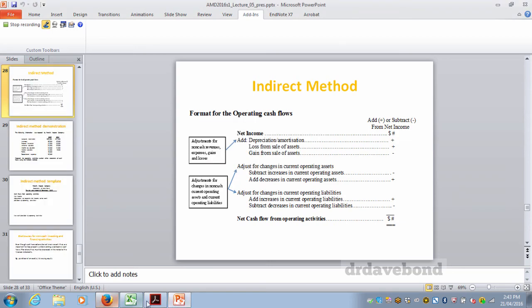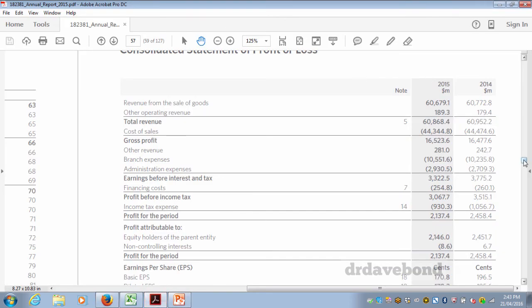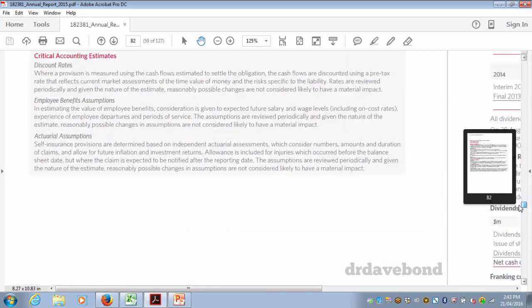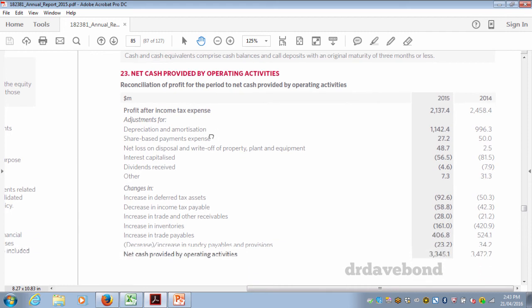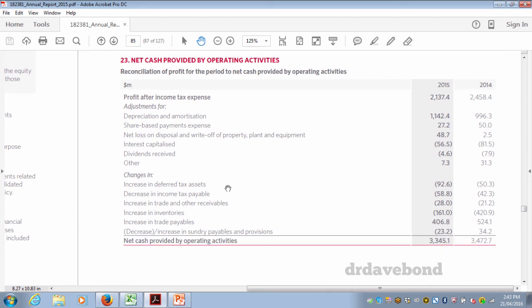So if we look at Woolies, and I come down to, you won't have this slide because this is later on, this is note 23. I just want you to pay attention to how that looks against the format in the slides. Profit after income tax expense, 2.1. That's the profit figure. That's the starting point. The ending figure, net cash provided by operating activities, is the 3.3. We've seen those two numbers before.